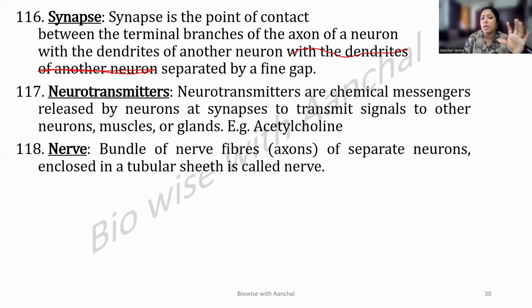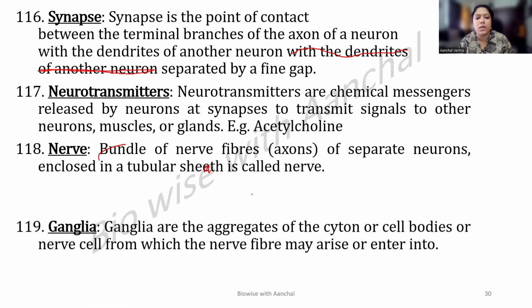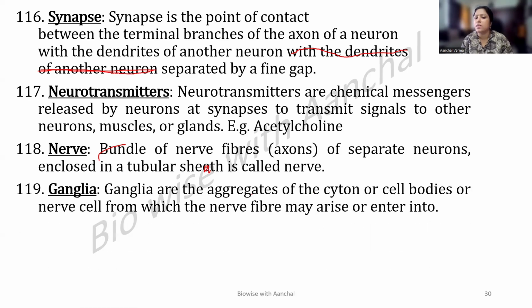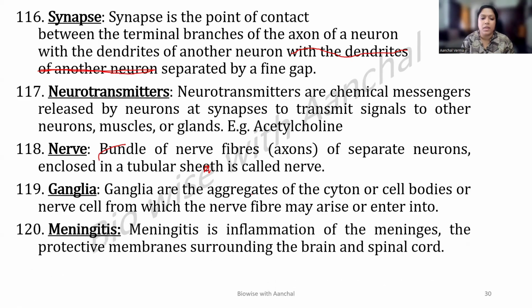What is a nerve? A bundle of nerve fibers of separate neurons enclosed in a tubular sheath is a nerve, right? Next one, ganglia. Ganglia are the aggregates of the cyton, or the cell bodies of the nerve cell, from which the nerve fiber may arise or enter into. That is made up of cyton. Axon se nerve, cyton se ganglia.